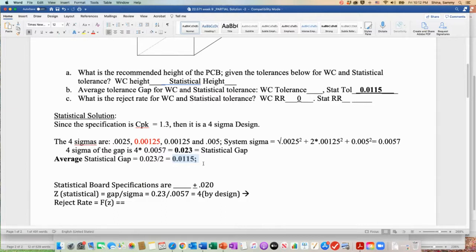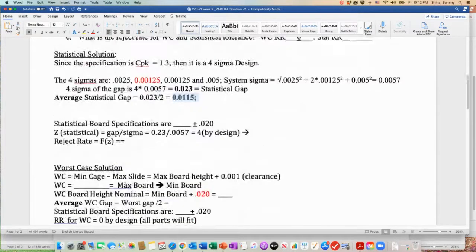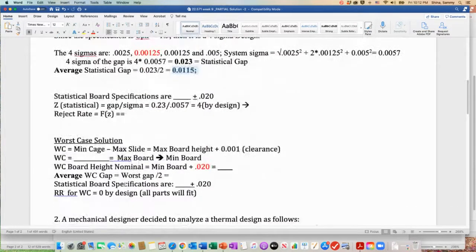As I said, you know, the reject rate for worst case analysis, worst case design is 0, because that's by design, and the reject rate for a 4 sigma design is 32 parts per million. We already know that from the table. So the only thing we have to do is find the z, and then from the z you get the reject rate. But you should get the same number we had before, which is 4 sigma. Okay, so that's a statistical solution.